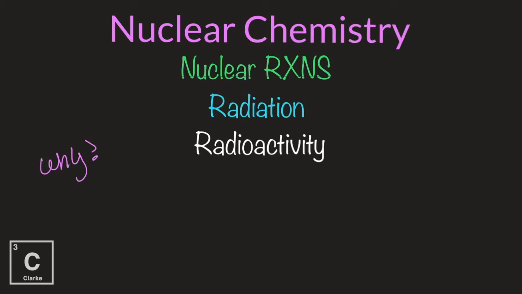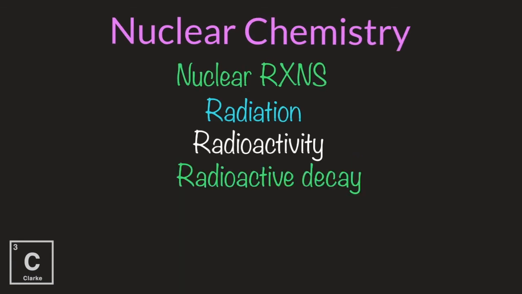When a nucleus becomes unstable, it'll make changes to itself. It can change a proton to a neutron. It can change a neutron to a proton. And when the nucleus makes these changes, changing protons into neutrons and neutrons into protons, we call this decay. The nucleus is decaying. And so radioactivity is just the spontaneous decay of a nucleus.